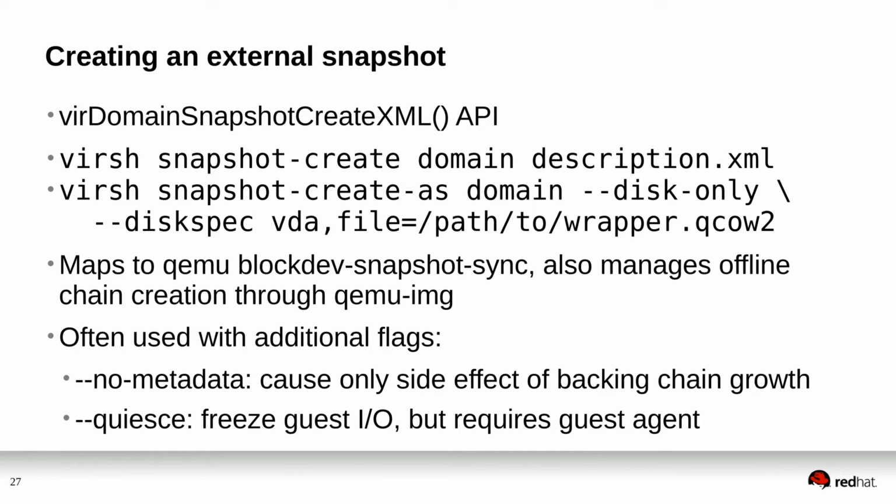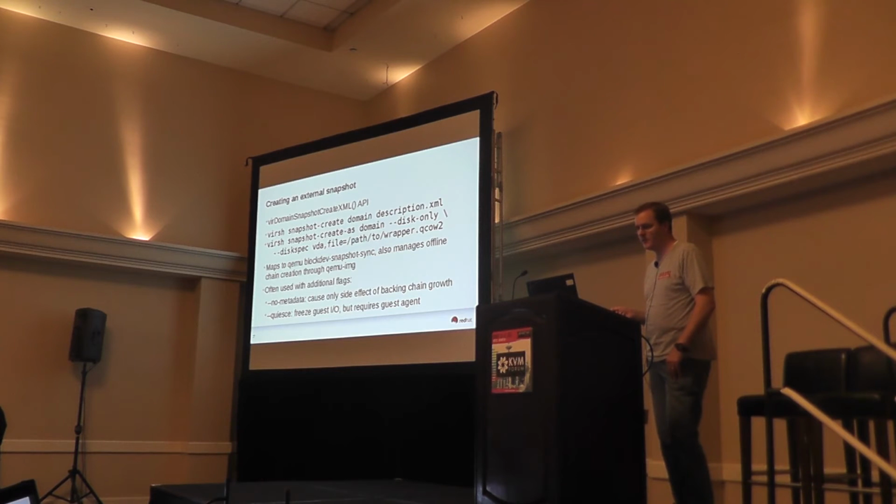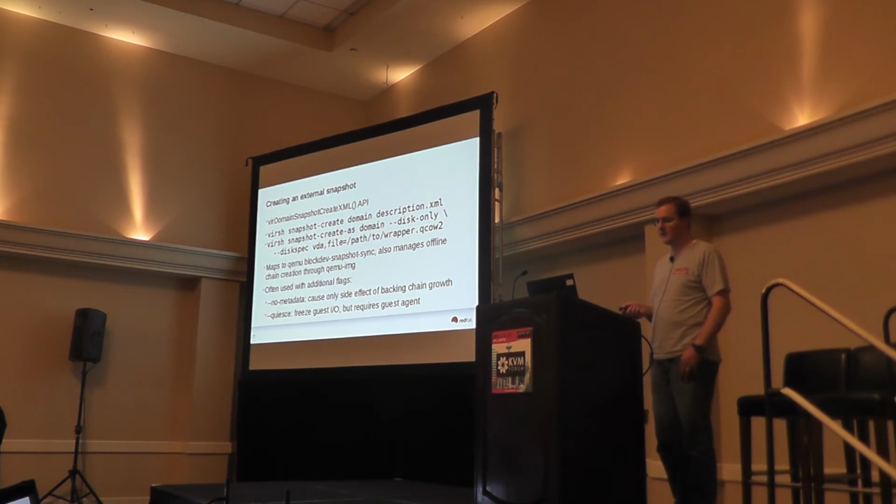Creating a snapshot, so making your chain grow larger. Libvirt has supported this through the virDomainSnapshotCreateXML. You can package all your creation instructions into an XML file with snapshot-create, or if it's a simple enough operation, we created command line sugar, snapshot-create-as, and spell out the individual options, and then the command line is smart enough to convert that under the hood to the XML that Libvirt wants to see. It maps to the QEMU blockdev-snapshot-sync command.